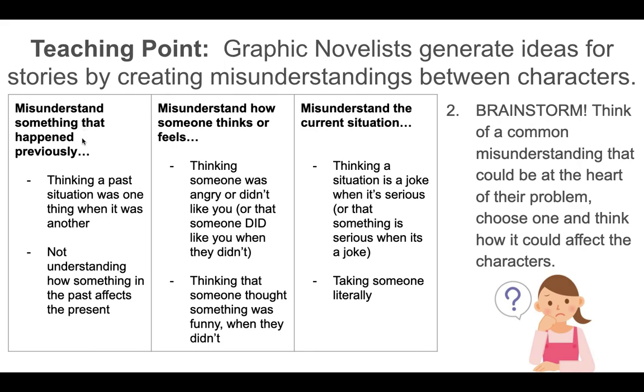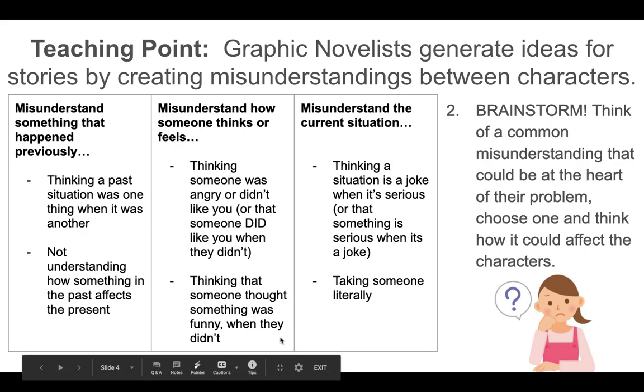If it was something that happened previously, before the story started, it could be thinking a situation in the past was one thing when it was another. Or it could be not understanding how something in the past affects the present. Or if it's a misunderstanding about how someone thinks or feels, it could be thinking that someone was angry or didn't like you, or maybe the opposite, that someone did like you when they didn't. Or how about thinking that someone thought something was funny when they didn't? That could be one of the misunderstandings.